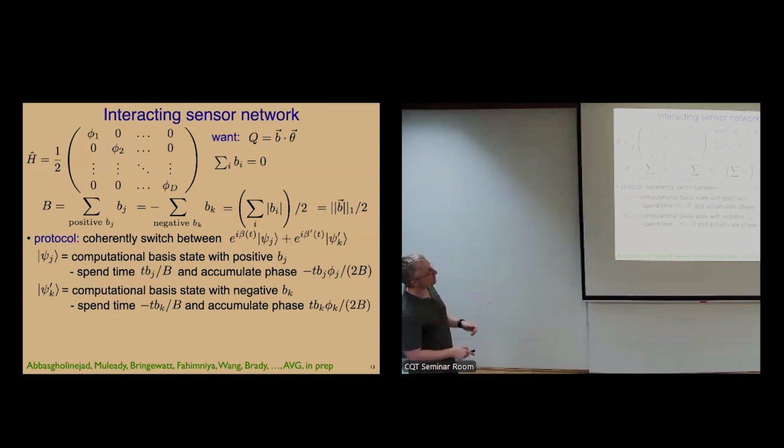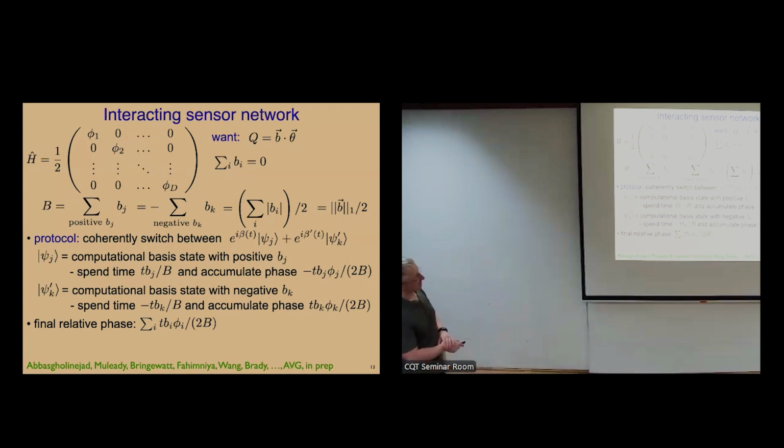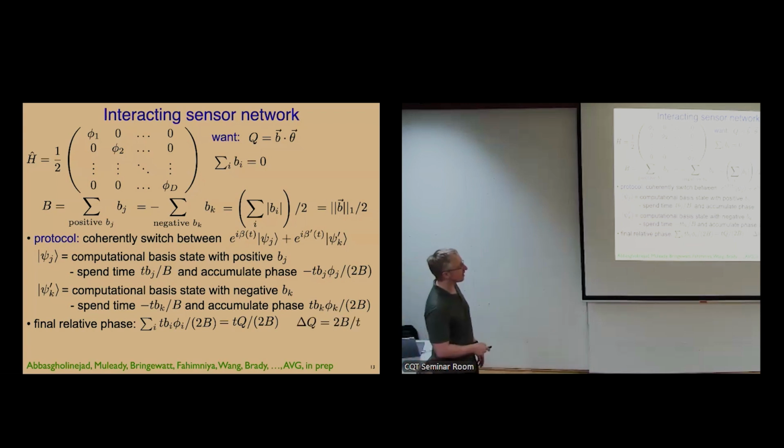So now we just put all of this together. And then the relative phase is just the sum over j of these guys minus the sum over k of these guys. And these are all the positive ones. These are all the negative ones. So I actually got all of them. So what I get is precisely the time t times the q I'm interested in. Again, this is phi, divided by 2b.